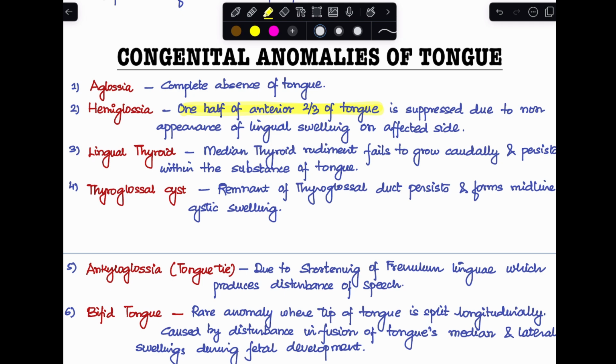When there is a disturbance in their fusion, then we see that the tip of the tongue has a longitudinal split, and this is known as the bifid tongue because it seems like it has two tips. There are two tips of the tongue.